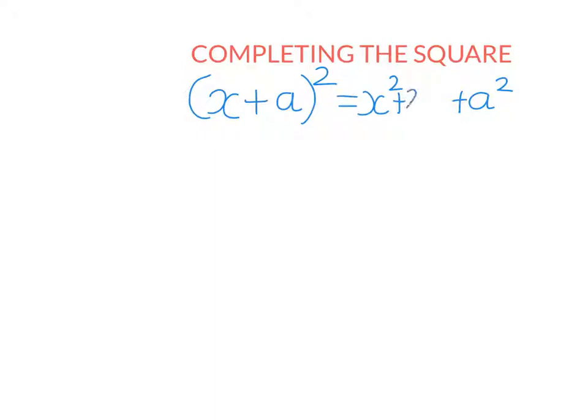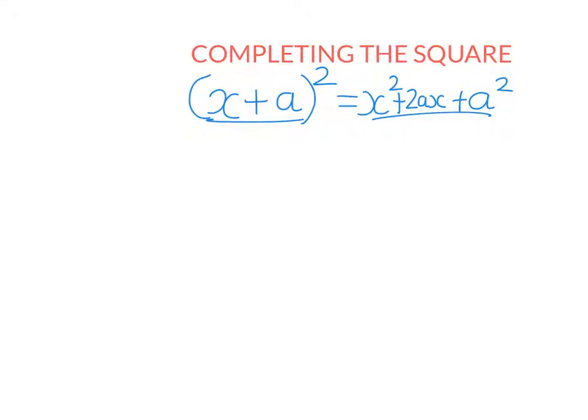Firstly, let's have a review of expanding. If I have x plus a number, where a is just a number, and I square it, this is a perfect square. I can use FOIL to expand this, or the quick way to expand a perfect square: square the first term, square the second term, which is positive because it's a squared, and what goes in the middle is 2 times the product of the two things inside the bracket.